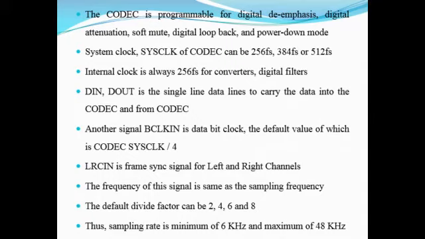And D in and D out are single data lines which carry the data into the codec and from the codec. These are the two signals we already dealt with regarding the input and output data from and to a codec, or from and to a DSP device in a DSK. Another signal, BCLK in, is the data bit clock. This is the clock input we use, and its default value is the codec system clock divided by 4. So this is the signal available as a default value for the codec.